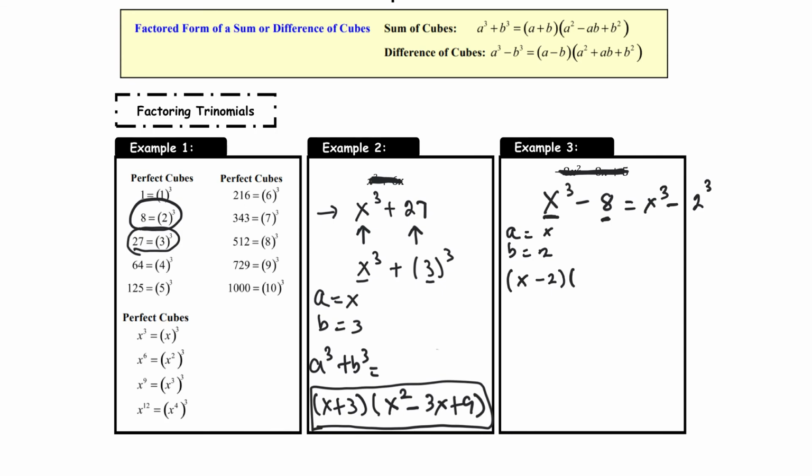And we know that a is going to be raised to the second power, so it's x squared. Plus, we're going to multiply a and b, which gives us 2x. And then b, you're going to square it, which is going to be plus 4. And here are the factors.